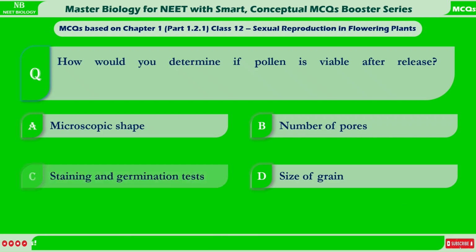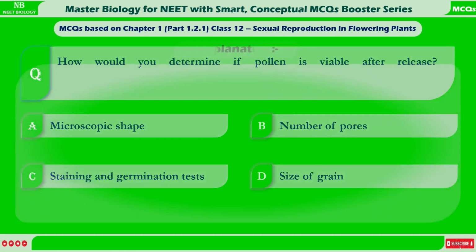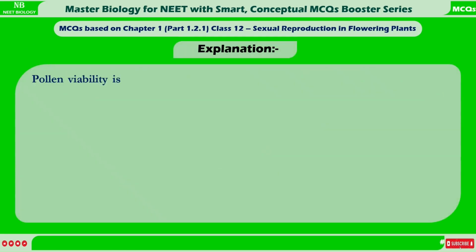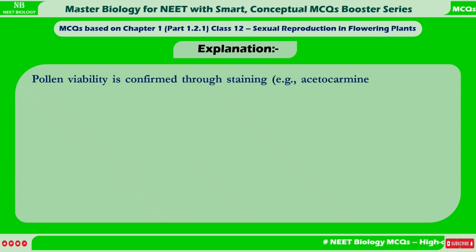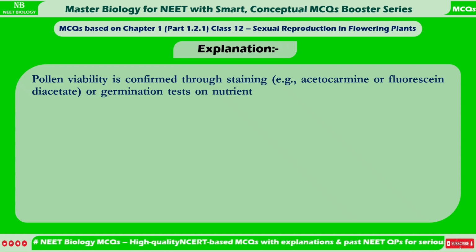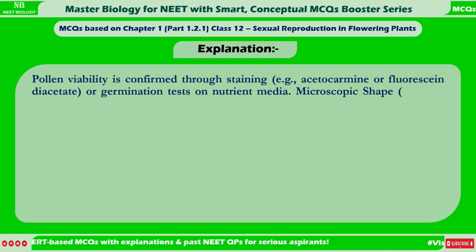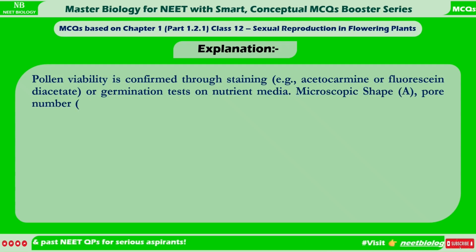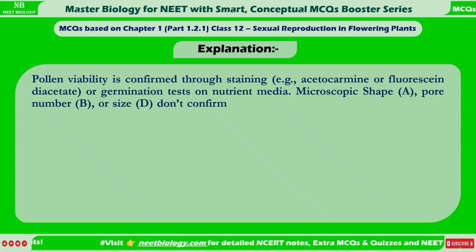Correct answer is C, staining and germination tests. Explanation: pollen viability is confirmed through staining, example acetocarmine or fluorescein diacetate, or germination tests on nutrient media. Microscopic shape, A, pore number, B, or size, D, don't confirm viability. Non-viable pollen may still have normal morphology.